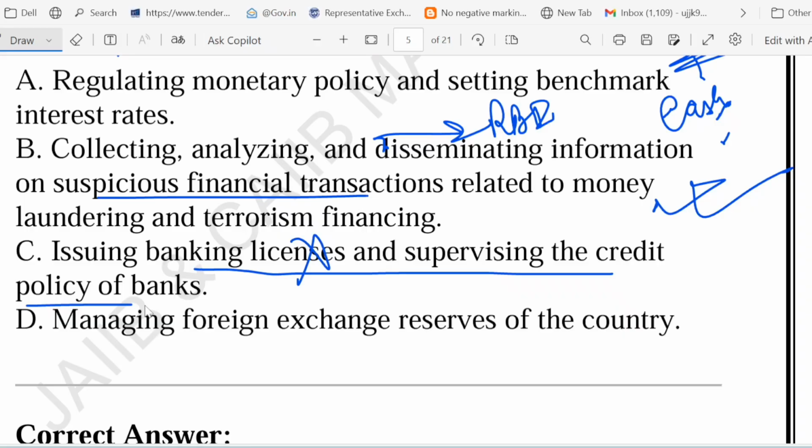What about the last part, managing foreign exchange reserve? This is also the job of RBI. Managing foreign exchange reserve is the job of RBI. RBI manages forex reserve to keep the rupee stable. FIU-IND is not involved here.